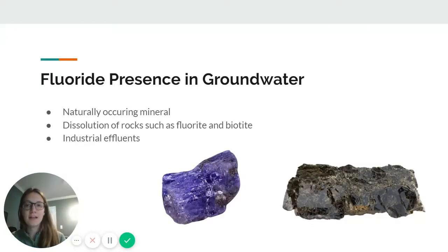Fluoride's a naturally occurring mineral. It can become present in groundwater through the dissolution of rocks such as fluorite on the left or biotite on the right. There's many more rocks. It can also become present through industrial effluents. So since fluoride has multiple avenues of introduction into water sources, drinking water needs to constantly be monitored.